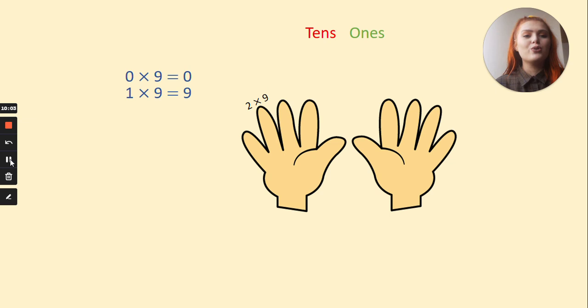Let's have a look at 2 times 9. So you get your fingers again, and you're going to count 1, 2, and you're going to place the 2 down. Now this time, any fingers that are wiggling on the left-hand side, you're going to count as 10s. So how many 10s have I got? I've got 1 wiggly 10. And then on the right-hand side, we're going to count these again as 1s. So how many 1s do we have now?